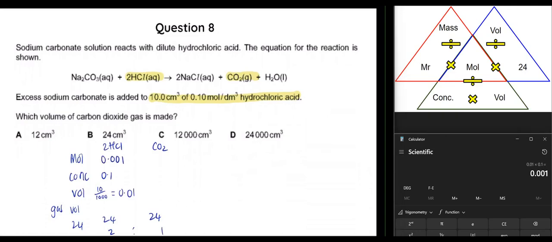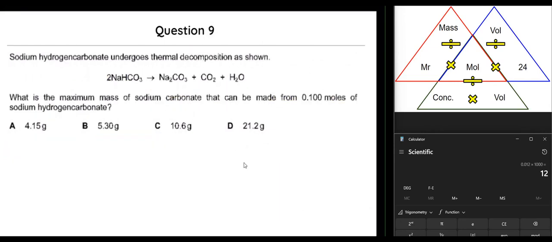If we've got 0.01 moles of that, we've got half of it for the CO2, so we divide by 2, 0.0005. Now we've got our moles of carbon dioxide, we can just times by 24, so it's already on our calculator, and that gives us 0.012. So we've got 0.012 decimeters cubed. We now need to transfer that into centimeters cubed, so we must times that by 1,000 to get it into centimeters cubed, which is 12 centimeters cubed. Answer must be A.